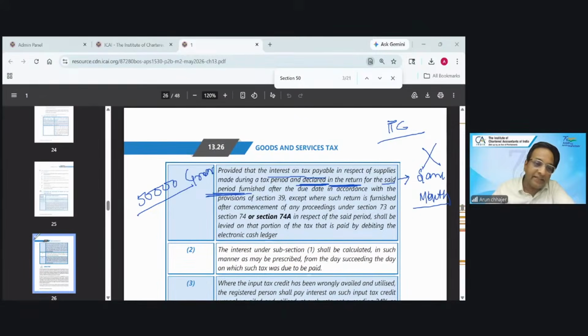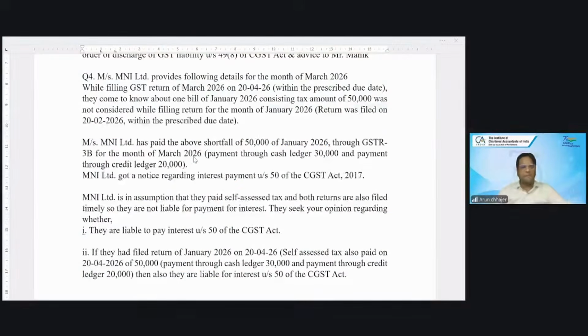Now, can anybody calculate the number of the days for which the interest is applicable? Can you calculate and tell me? Interest will apply, now calculate the number of days and tell me please. Calculate the number of the days, how many days will the interest apply?